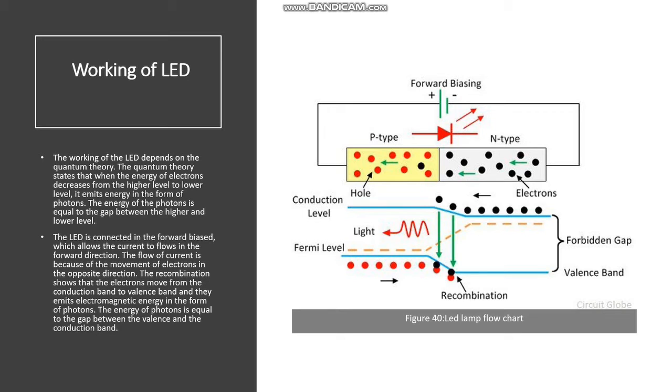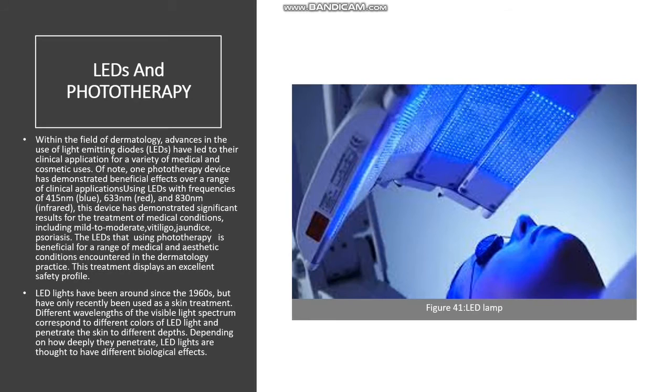The LED is connected in forward bias, which allows the current to flow in the forward direction. The flow of current is because of the movement of electrons in the opposite direction. The recombination shows that the electrons move from the conduction band to the valence band and they emit electromagnetic energy in the form of photons. LEDs and phototherapy.